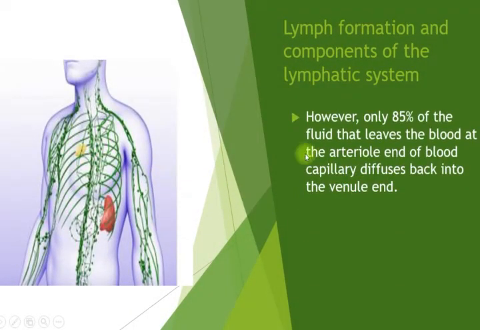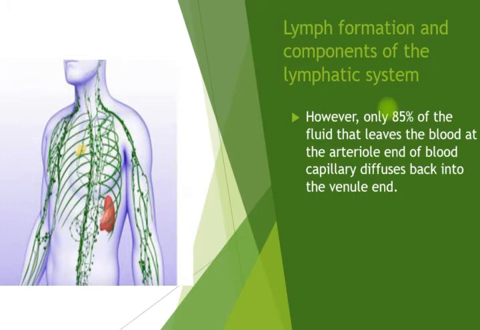All right, so what does it mean? Now most of the tissue fluid will enter back into the venule end. However, only 85% of the fluid that leaves the blood at the arteriole end of the blood capillary diffuses back into the venule end. 85% only diffuses back into the venule end, but the other 15% is left there.